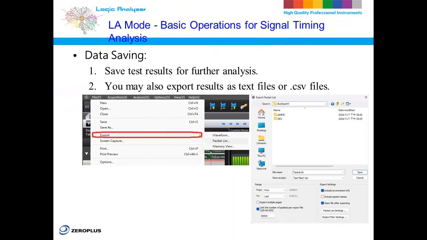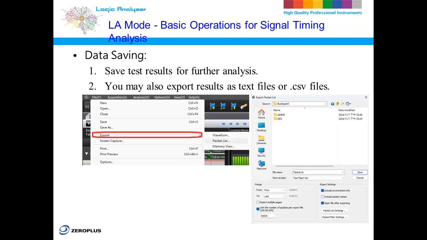In Logic Analyzer mode, after completing the signal timing analysis, saving the test results not only helps with subsequent data analysis but also makes it easier to record and organize key information from the testing process. The data saving process involves storing the measurement results in various file formats, such as text files or .csv files, so you can review the results anytime or share the data with other team members for further analysis.